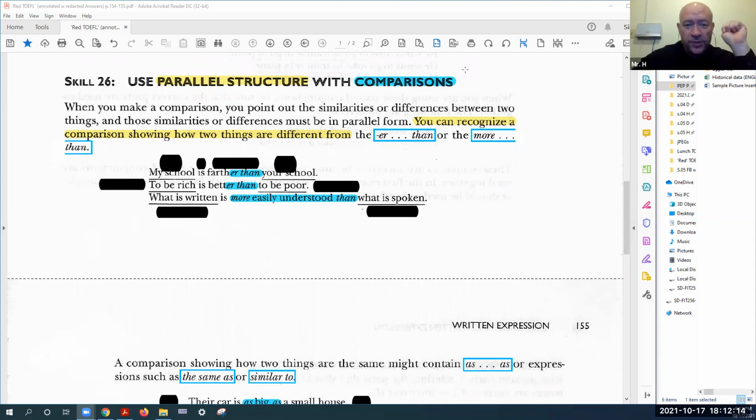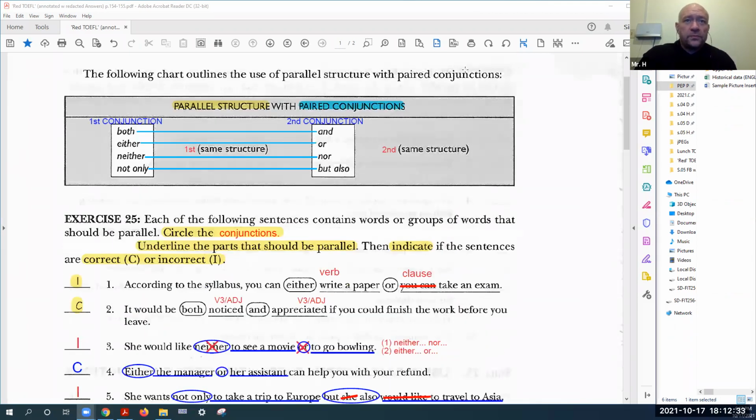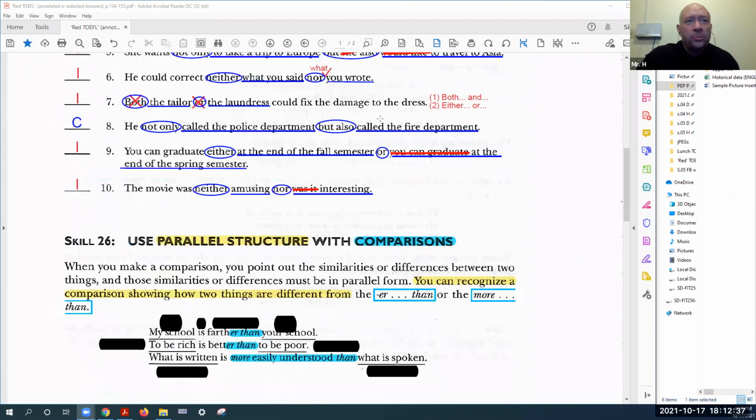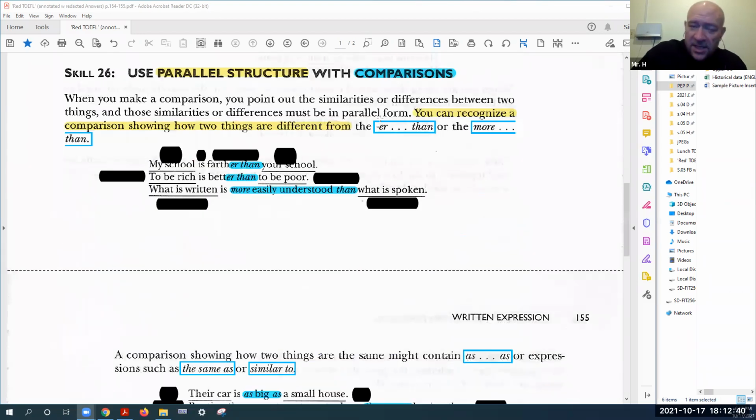Do you remember? How many skills did we do? We did two skills. We did the basic skill, the first skill, which is this skill. I don't have it open. It's the skill with the formula where you use the coordinate conjunction.